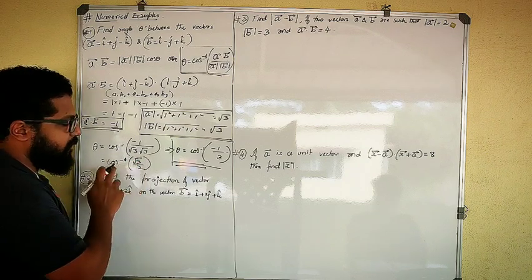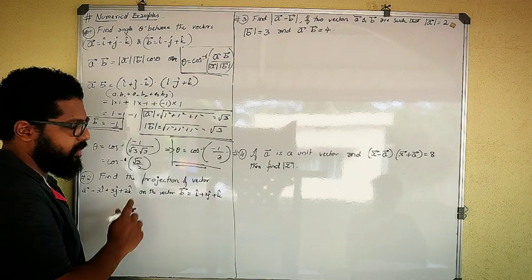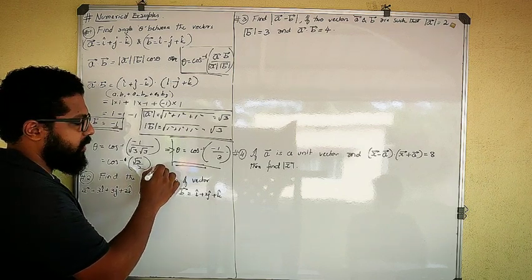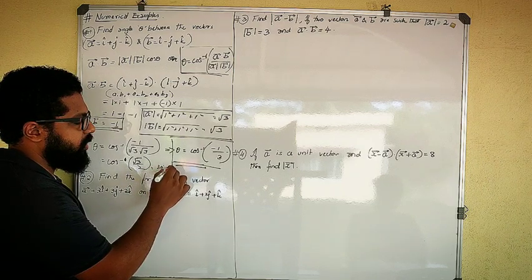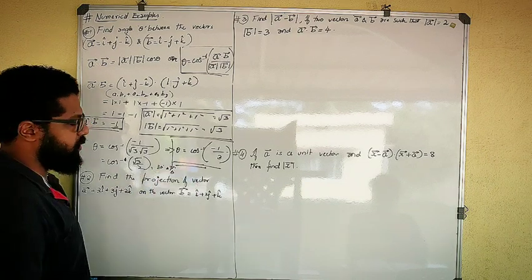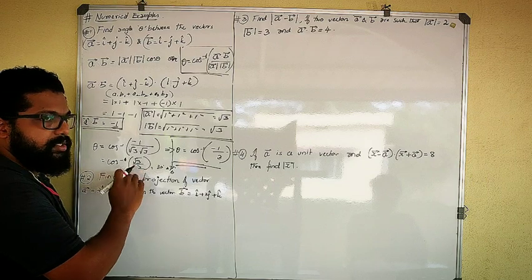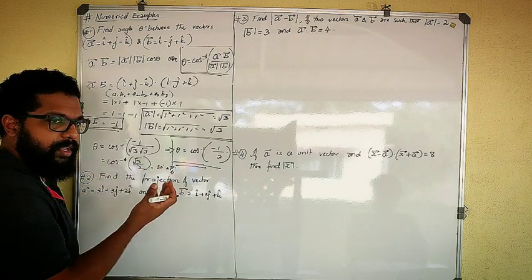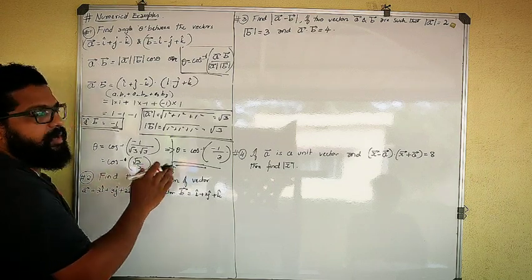You know what angle has cos root 3 by 2? It is 30 degrees. You can write it as 30 degrees, or you can also write it in terms of radians as pi by 6. Understood? Whenever it is solvable, or whenever you can write it in the form of degrees or radians, please make sure you write it like that.